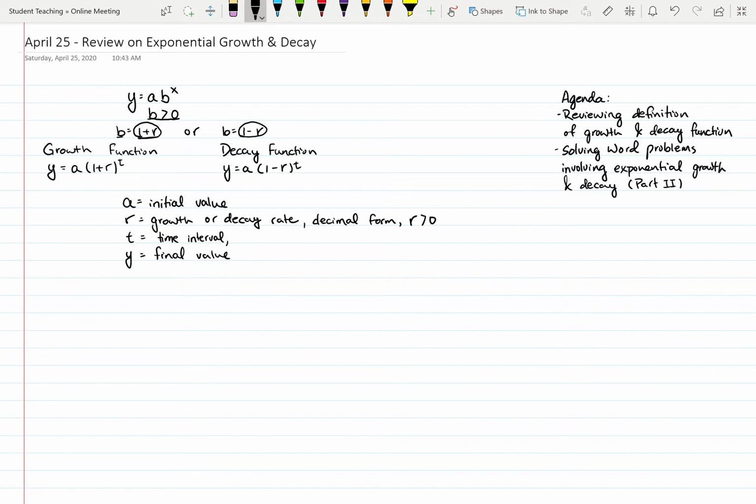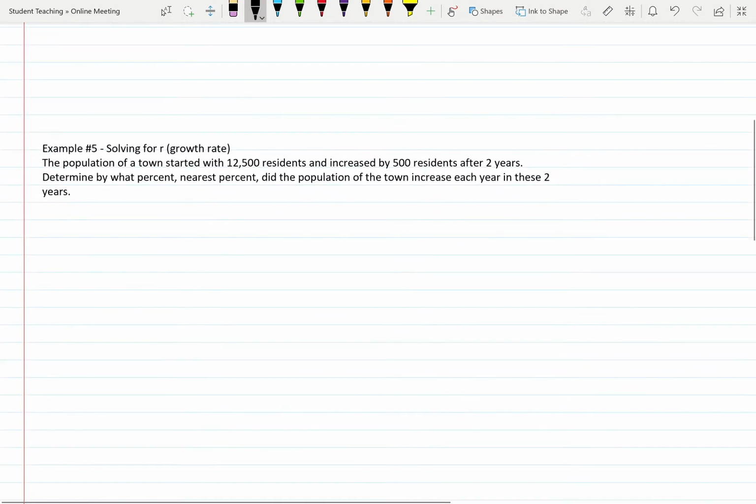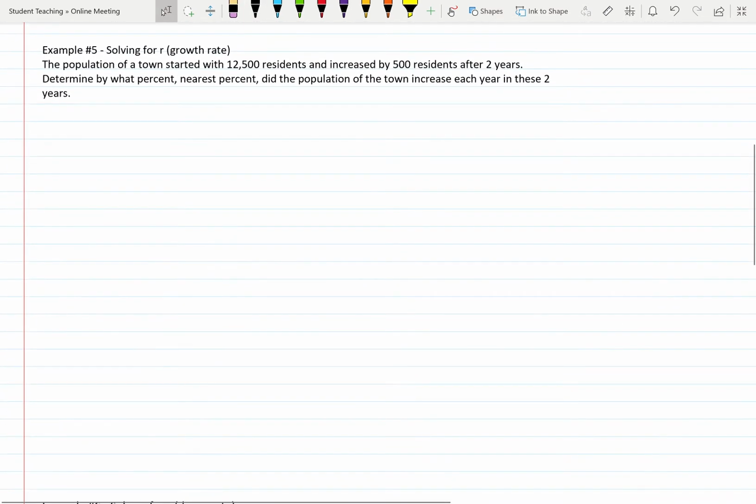We are moving on to the examples. So this is the example that we have in the slides. Example number 5, solving for r. Here we are solving for the growth rate. The problem is: the population of a town started with 12,500 residents and increased by 500 residents after 2 years. Determine by what percent, to the nearest percent, the population of the town increased each year in these 2 years.